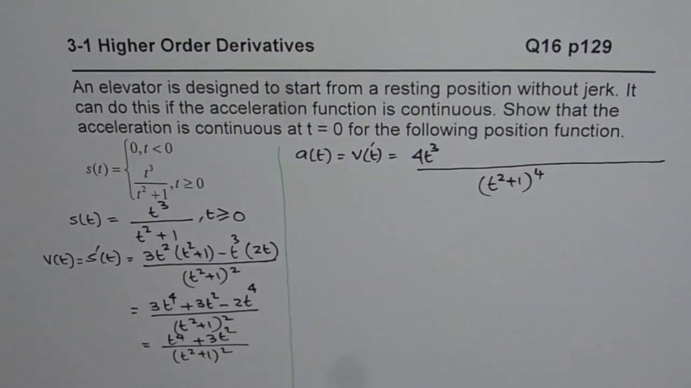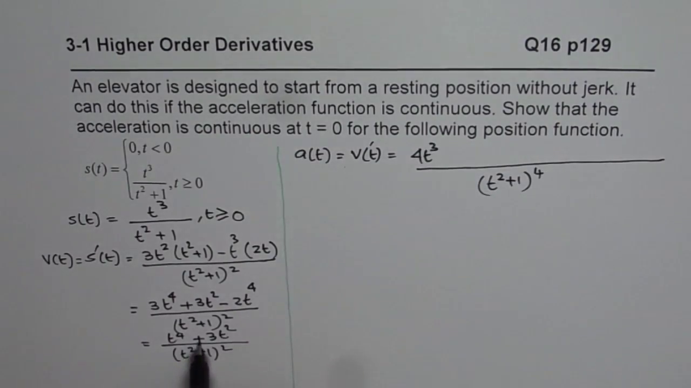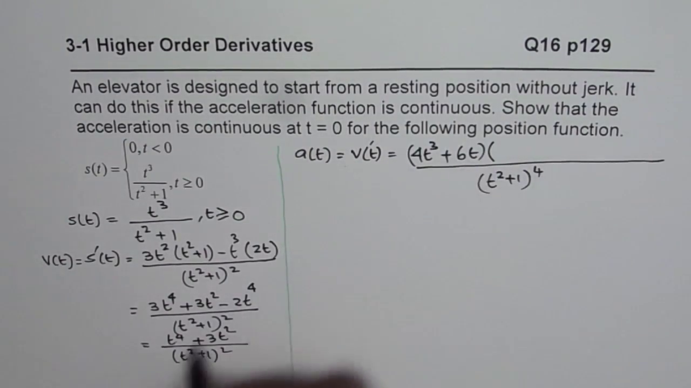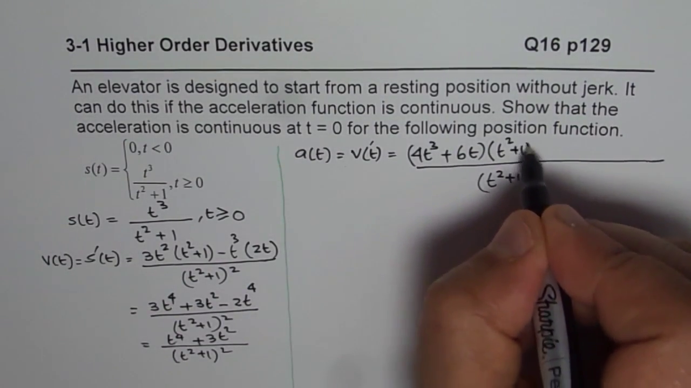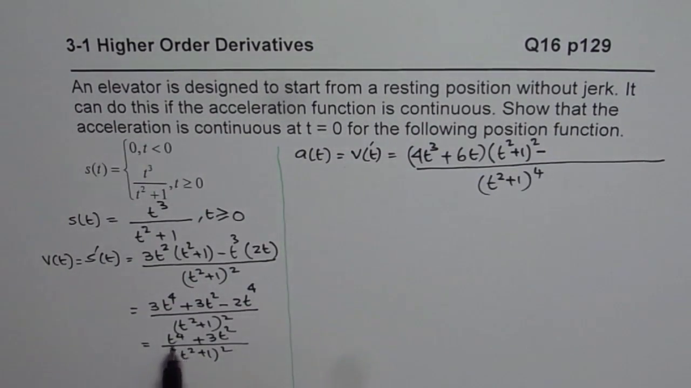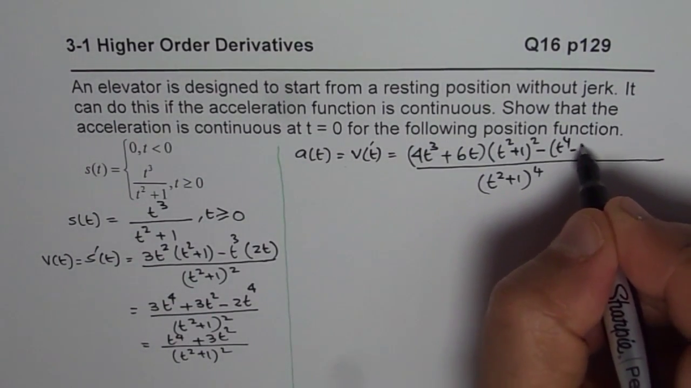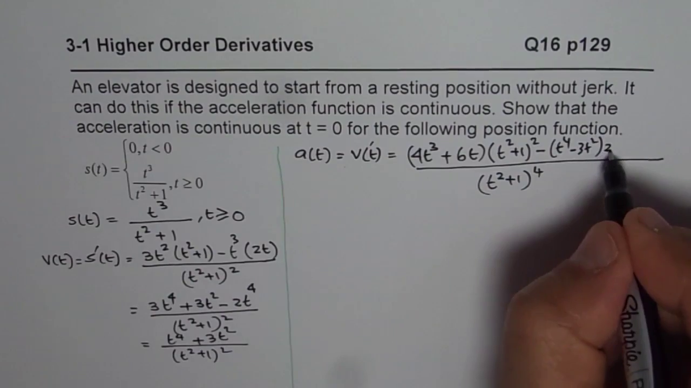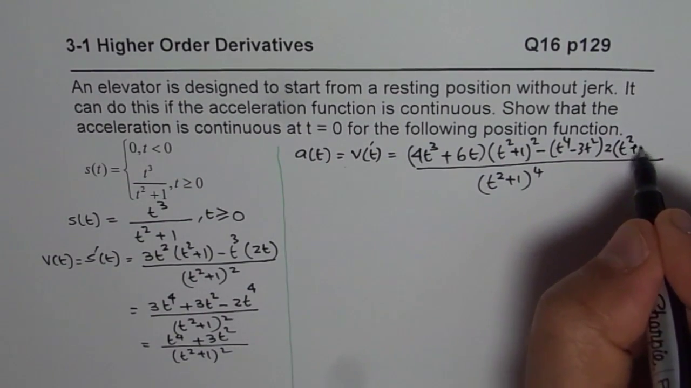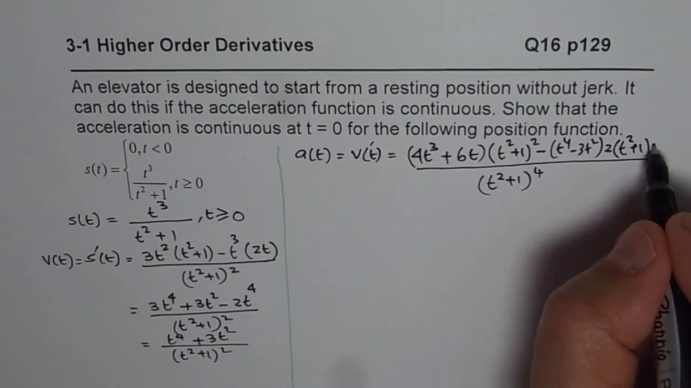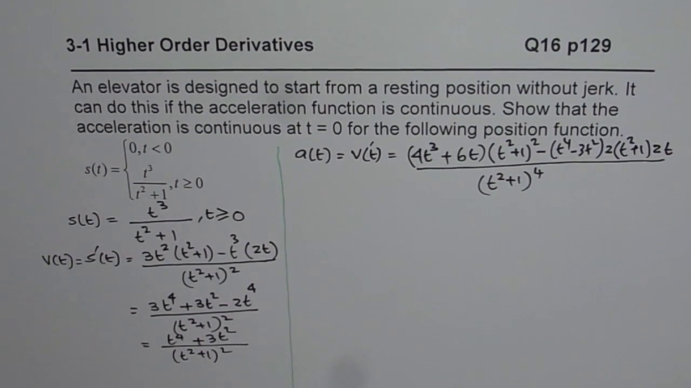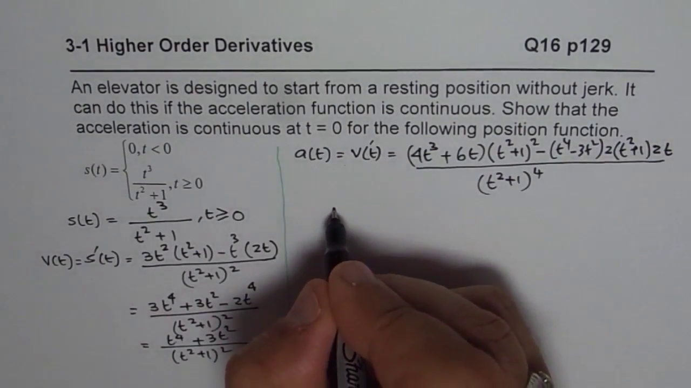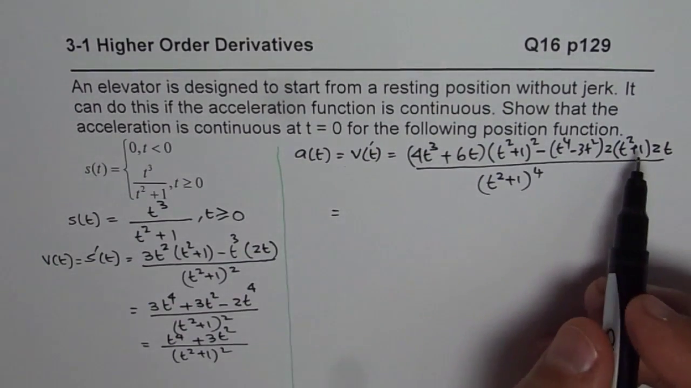Plus 6t times the denominator, t squared plus 1 whole squared, minus t to the power of 4 plus 3t squared times the derivative of the denominator, which is 2 times t squared plus 1 times 2t. Don't forget that part, times 2t. That could be an error sometimes, and maybe that is the reason why you need me to solve this for you. So now let's expand the numerator and try to find the answer.